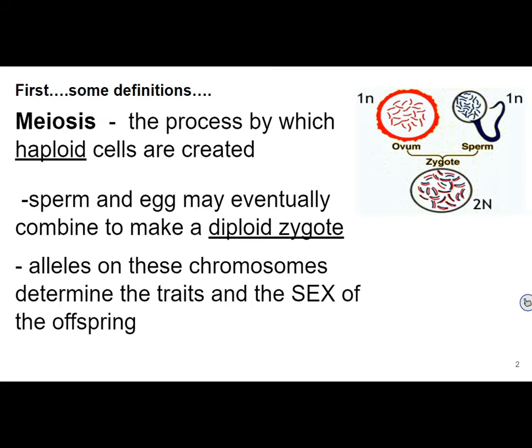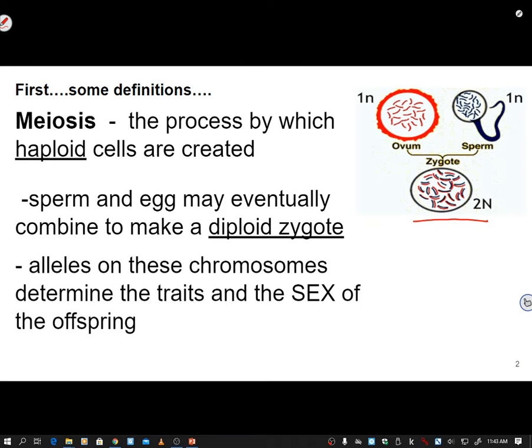Meiosis is the process by which haploid cells are created, and by haploid we mean they have half the number of chromosomes. So if you look here, this zygote, if it's a human, would have 46 chromosomes, 23 pairs. But an egg or a sperm only has half the number. That's why it says 1N right here. It will only have 23, right? That's what it has to be. Imagine if an egg and a sperm had 46. When they combined, you would have a baby that had 92 chromosomes. So that can't work.